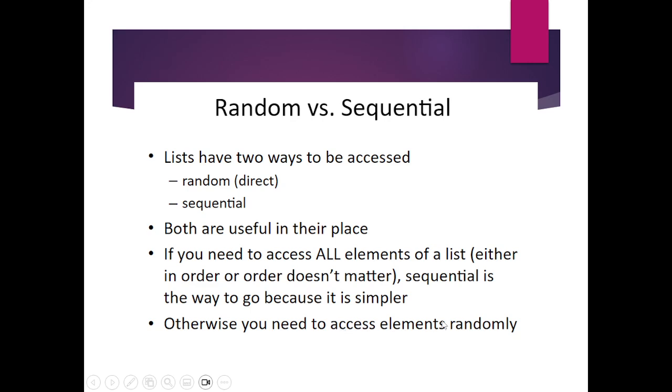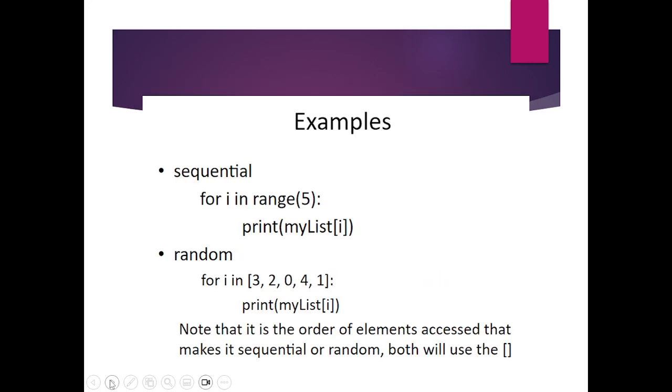Otherwise, you need to access elements randomly. An example of sequential is this: for loop, for i in range 5, then you print my list. So you just get 0, 1, 2, 3, 4. Then for random, this is the example: for i in this one, so instead of range, you put the random numbers, then you print my list. We will have the 5 elements 0, 1, 2, 3, 4, and this one will display 3, 2, 0, 4, 1.